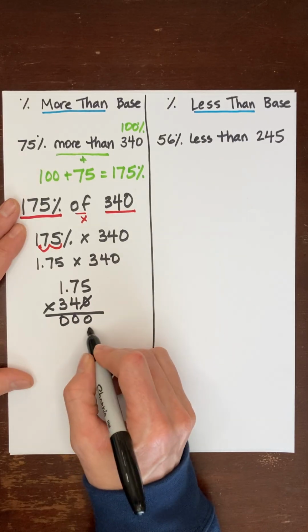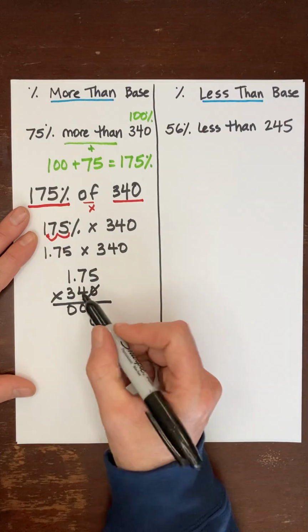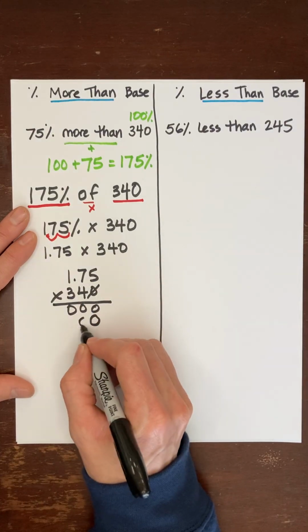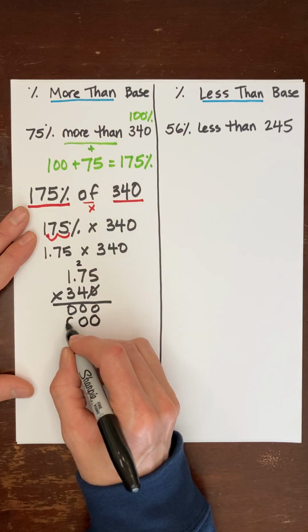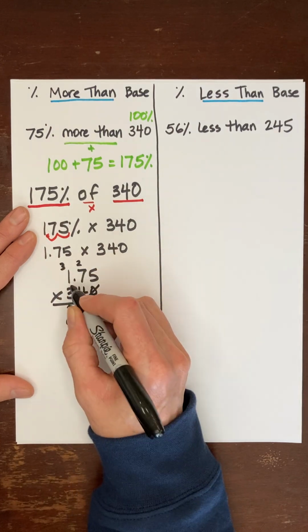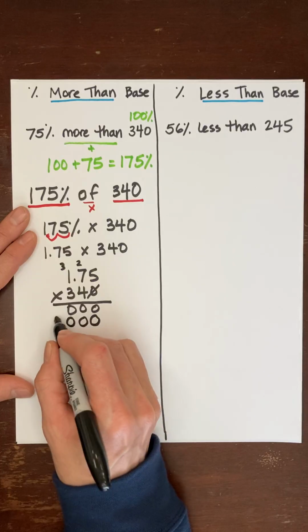My next row, I'm going to put a leading 0. And now I multiply. 4 times 5 is 20. Carry the 2. 4 times 7 is 28 plus 2 is 30. Carry the 3. 4 times 1 is 4 plus 3 is 7.